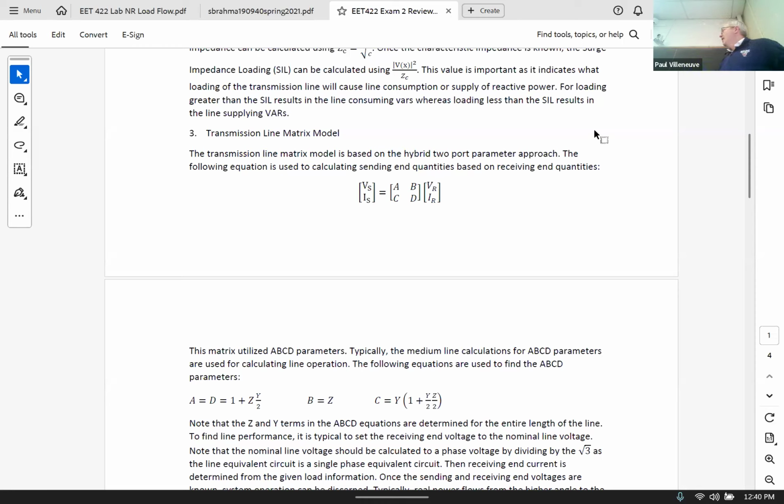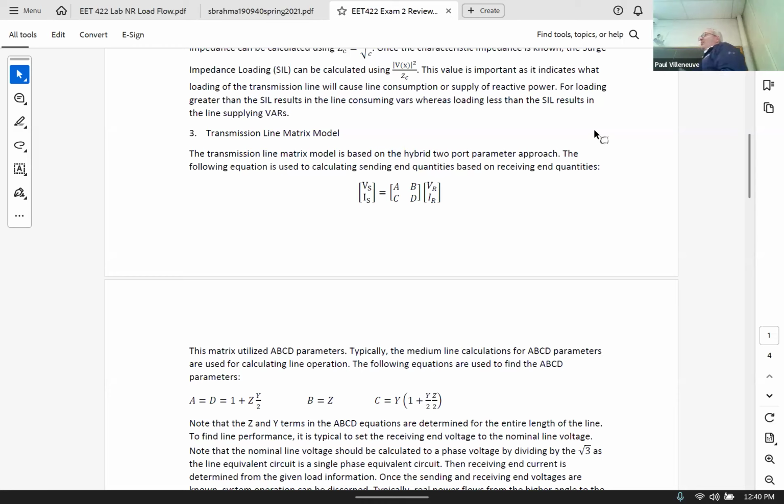That's okay. But here are ABCD parameters, and the ABCD parameters are all based on Z's and Y's based on the entire length of the line. So if you have an 80-mile long line, that Z and that Y is the equivalent impedance for the entire length of the line.